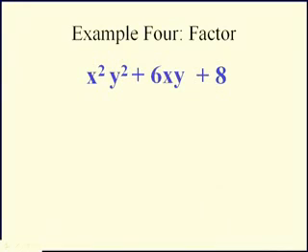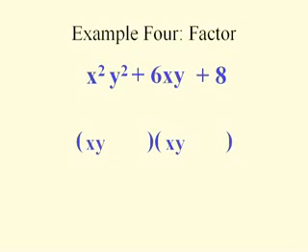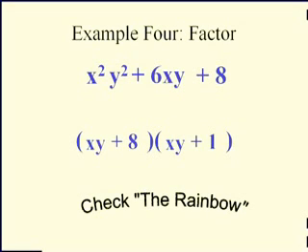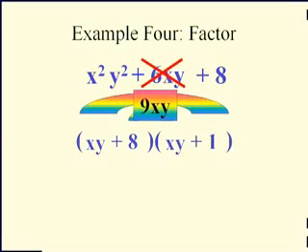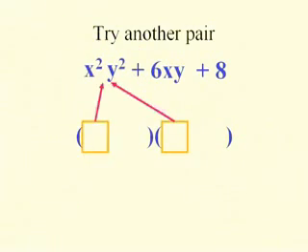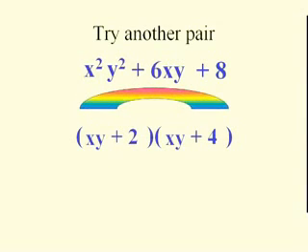Something that looks as different as this will still work the same way. My guess for this term is going to be xy and xy. And my guess for this term, I'll use 8 and 1. And I check the rainbow, and I get 1xy and 8xy. I probably shouldn't have guessed 8 and 1. Let's try again, xy and xy, and I bet you already know what to put here. Let's put 2 and 4. And we'll get 4xy and 2xy. And there's your boy.